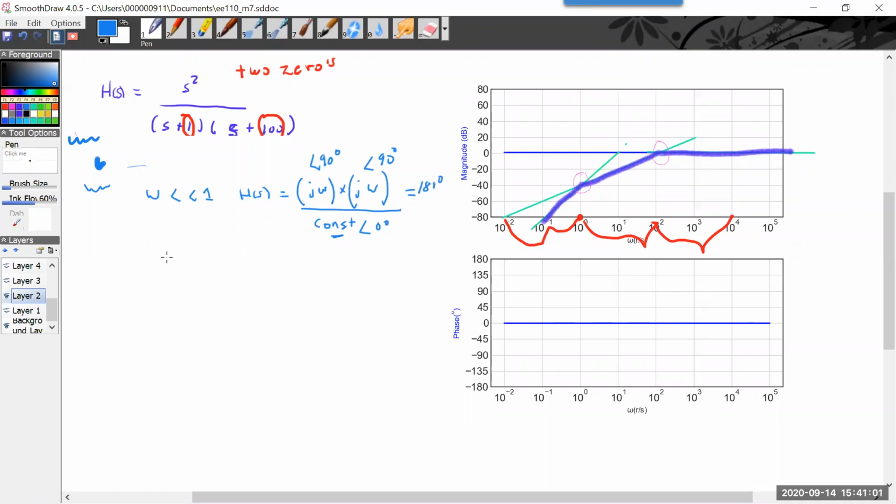I'm going to go a little bit differently this time and say omega a lot greater than 100. So the s squareds are still there, but now s is much greater than that pole, s is much greater than that pole. And the imaginary parts cancel out, and it's real, so the phase is 0.